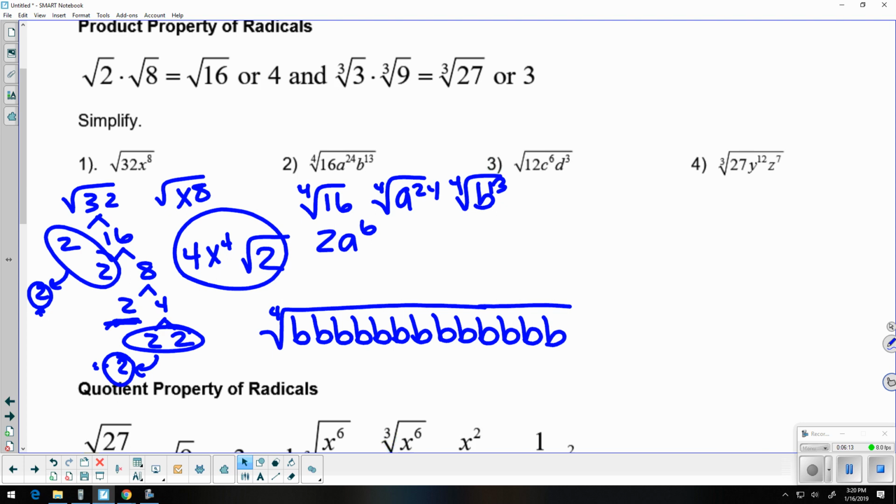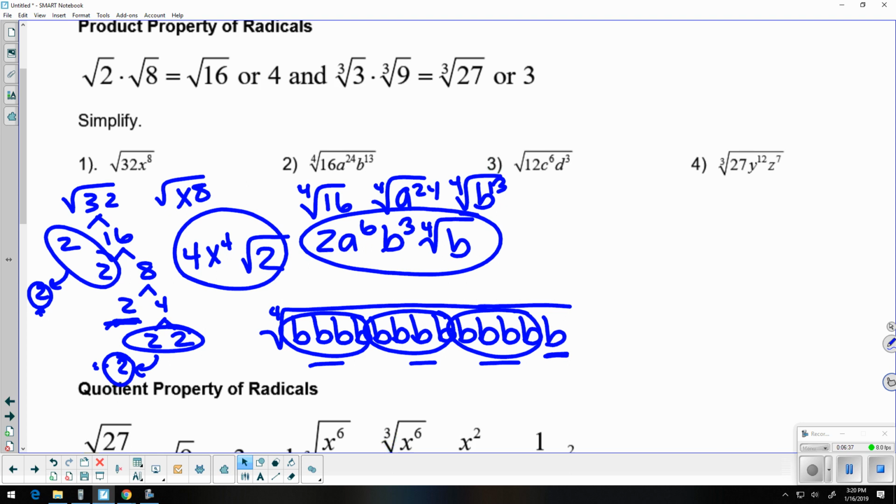Again, how many groups of 4 can we pull out? Here's 1, 2, 3, 4, one group of 4. Here's 2 groups of 4. Here's 3 groups of 4. And then we still have this guy left over. So these groups would come out front as b cubed, since we have 3 of them. And then we'd still have the 4th root of b left over. There's your complete answer, which again, I know it's messy.